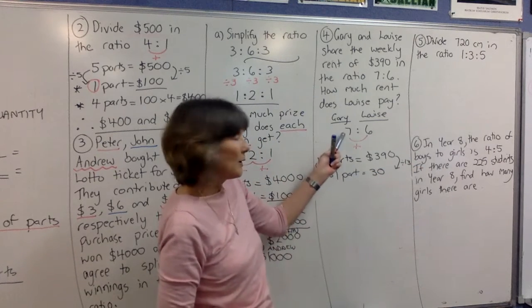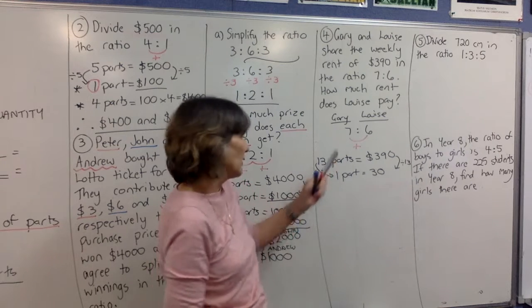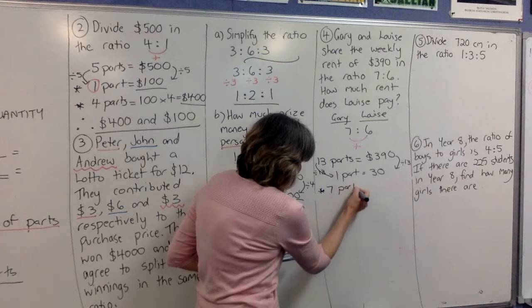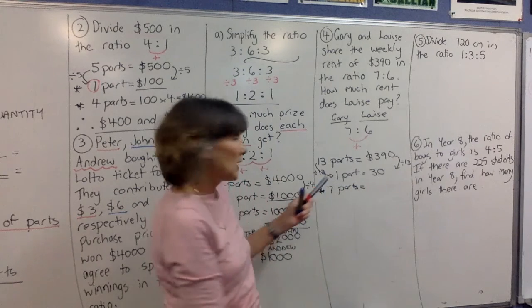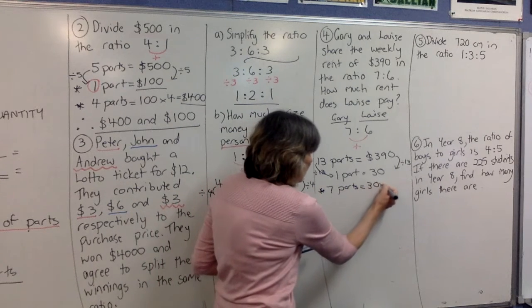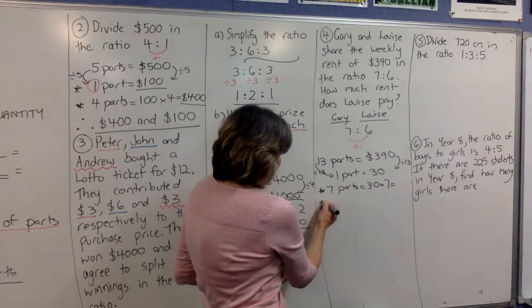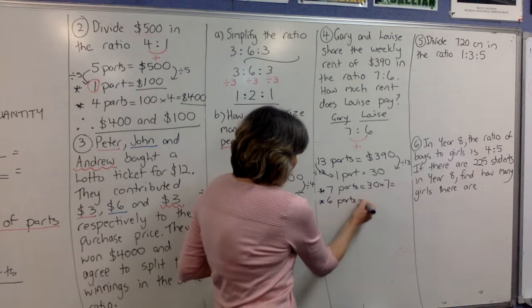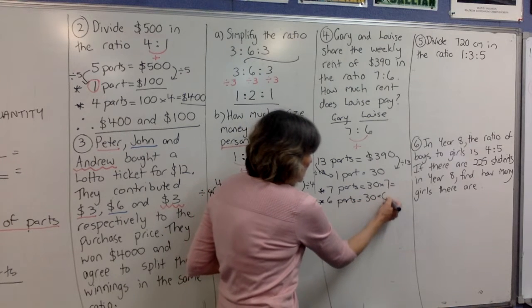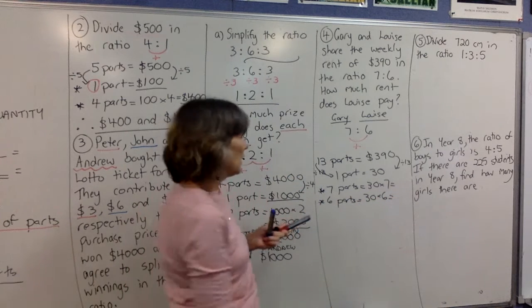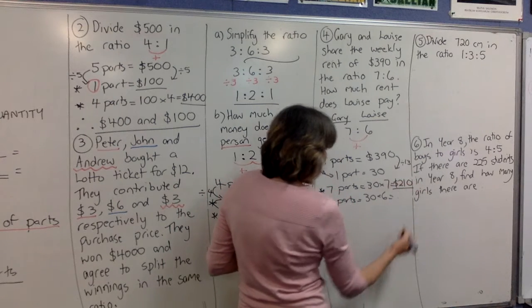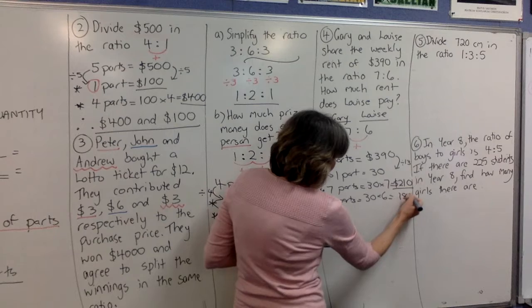Now, 1 part's not one of our answers this time. We only need the 7 and the 6. Right? So we're going to find 7 parts equals. So we're going to take our 1 part and times by 7. And for 6 parts for Louise, we're going to take our 1 part and times by 6. So if you do that on the calculator, you're going to get 210 here. Let's put dollars in front of it. And this one, you're going to get $180.